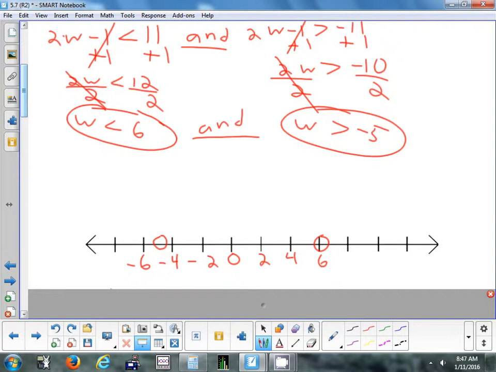Okay. From the number 6, which way am I shading? Zach? From 6? Left. Okay, so what I'm going to do here, I'm just going to put an arrow for now, just so I remember, okay, I'm shading that way. What about on negative 5? Which way am I shading? Left again.